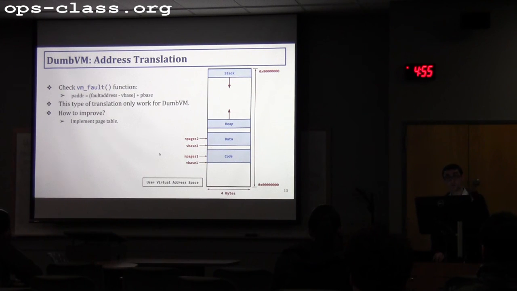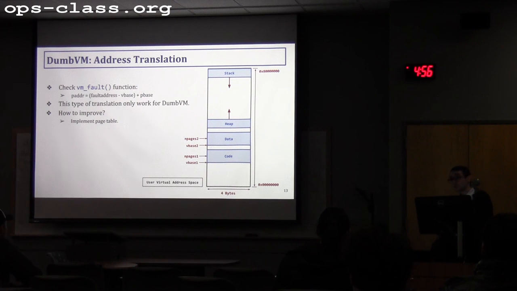So first you need to figure out which region this address belongs to. This is the first thing you need to do. How should you do this? By using the vbase plus the size of the region. So you can figure out what the size of that region is.